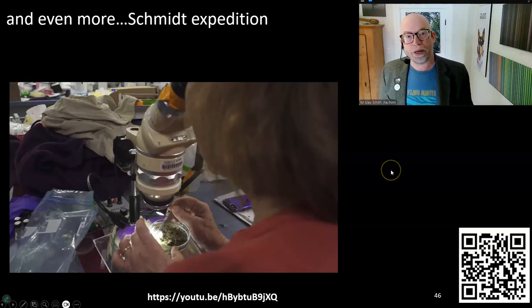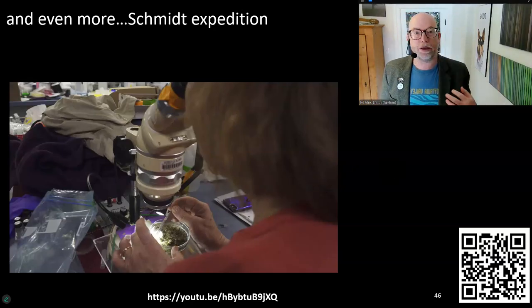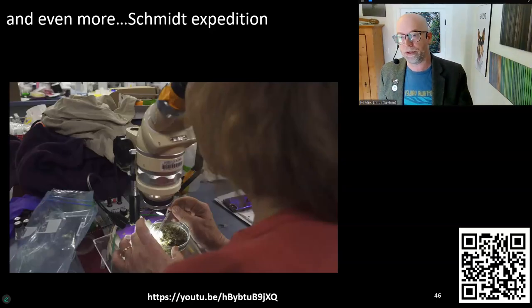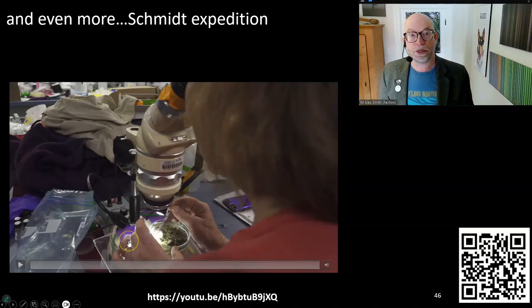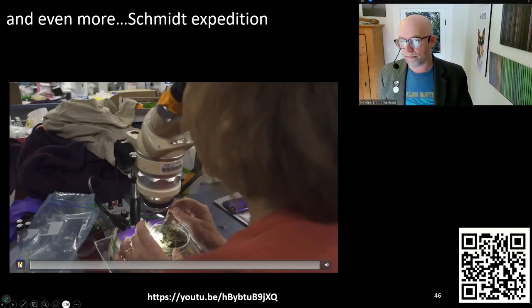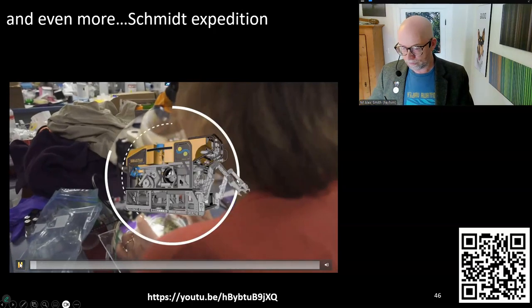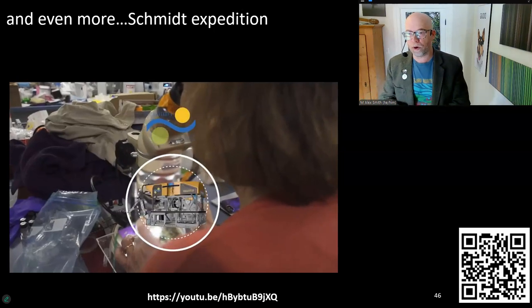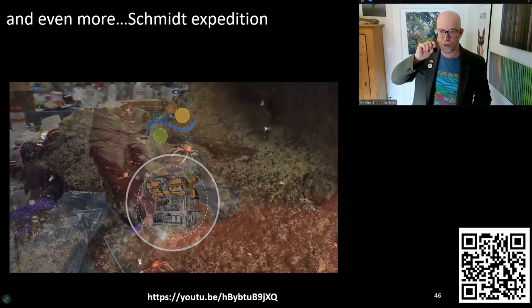Now, the Schmidt expedition, so this is the foundation that funds a lot of the research on this ship. These are microscopes that are on board the ship that are dealing with some of the samples that have been brought up from the bottom. And we're going to watch this video together. There's the robot. That's Sebastian the robot.